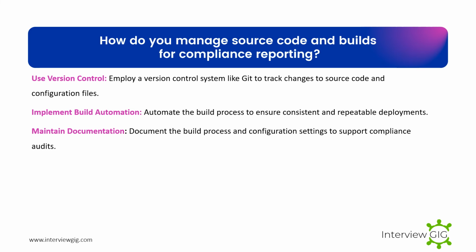How do you manage source code and builds for compliance reporting? Use version control. Employ a version control system like Git to track changes to source code and configuration files. Implement build automation. Automate the build process to ensure consistent and repeatable deployments. Maintain documentation. Document the build process and configuration settings to support compliance audits.